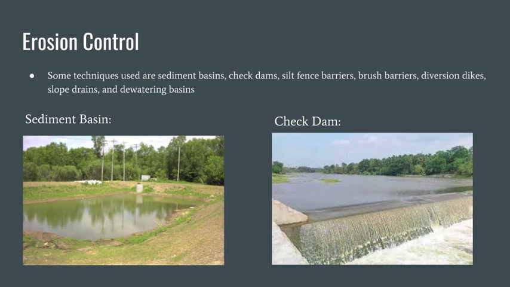So for erosion control, some techniques that are used are sediment basins, check dams, silt fence barriers, brush barriers, diversion dikes, slope drains, and dewatering basins. Pictured below are sediment basins and check dams. Sediment basins are required when runoff from drainage areas greater than 3 acres flows across a disturbed area. Check dams are used to slow the velocity of a concentrated flow of water and are made of local materials such as rocks, logs, straw, or bales.